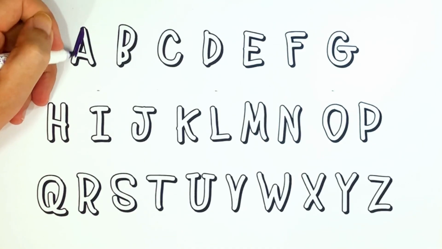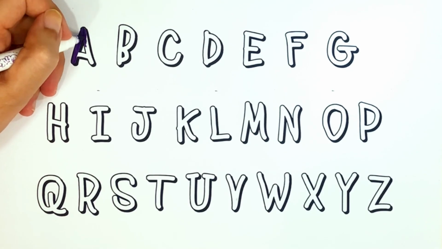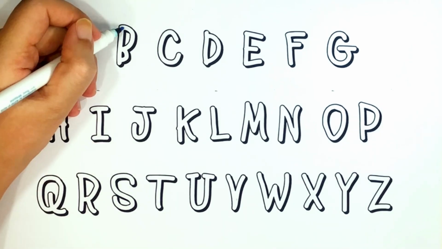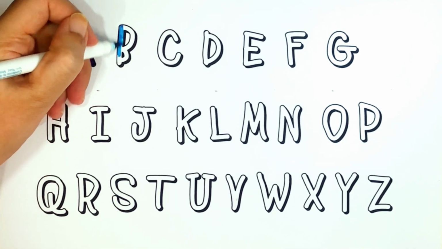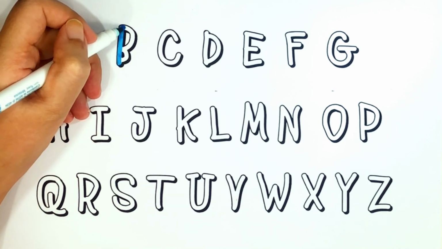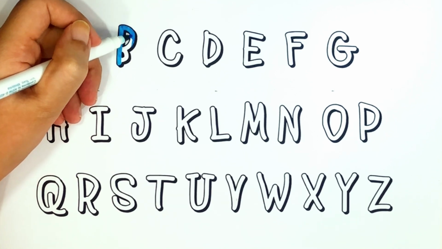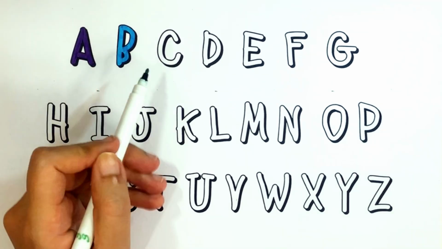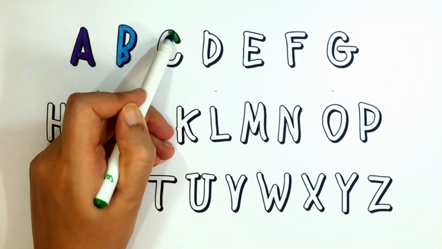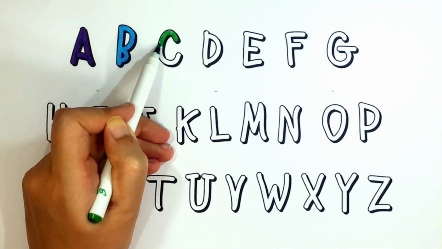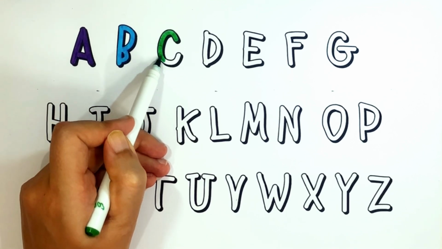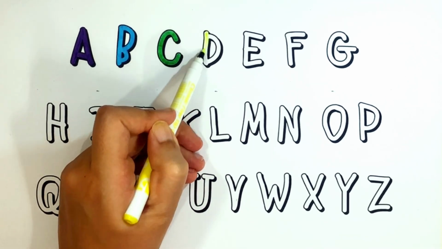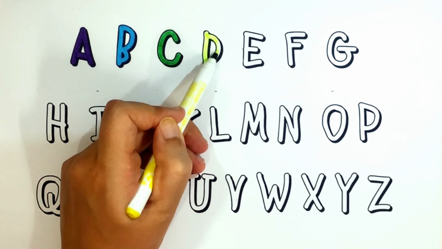A. A is for apple. B. B is for banana. C. C is for cherry. D. D is for date.